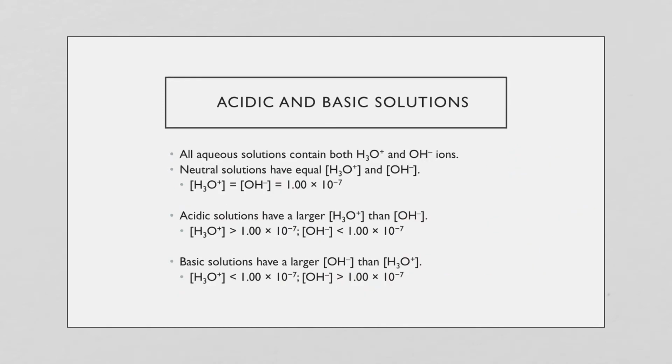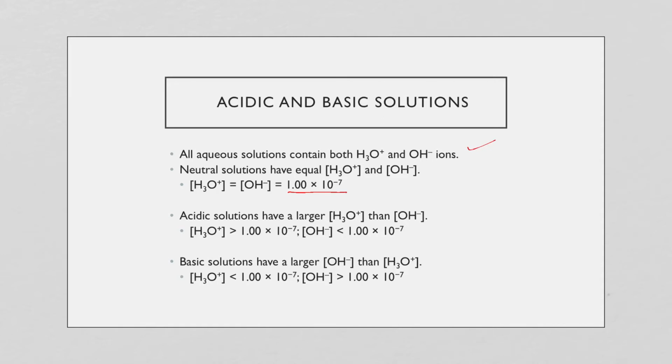So let's start just categorizing solutions. We've already said they both contain hydronium and hydroxide. If we have a perfectly neutral solution, which simply means we have equal amounts of hydronium and hydroxide, that means they both have to be equal to 1 times 10 to the minus 7. That's the only way that we can have neutrality, right? Equal amounts of hydronium and hydroxide.